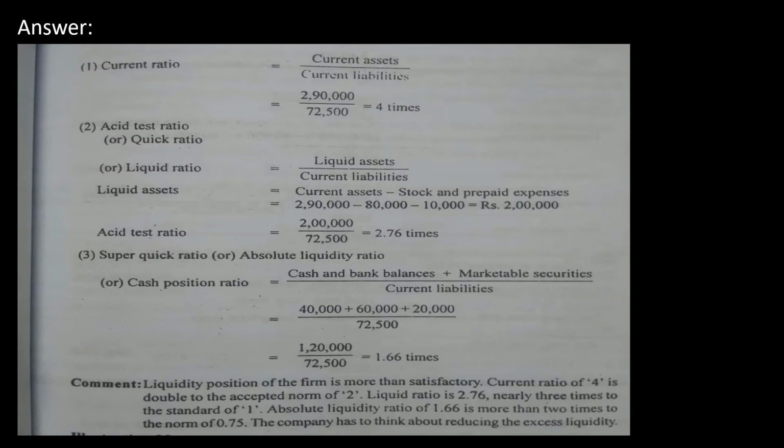Then the super quick ratio is nothing but the absolute liquidity ratio. That is the same sum which you did earlier: cash and bank balances plus marketable security by current liability. My cash is 40,000, my bank is 60,000, my marketable security is 20,000, divided by 72,500, which is my current liability. Therefore, it is 1.667. We'll go to the next sum now.